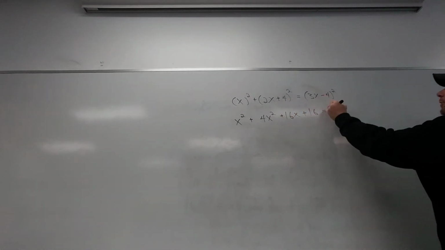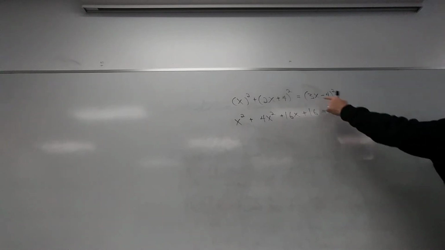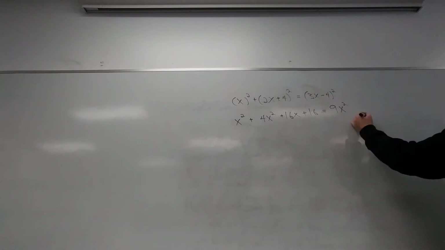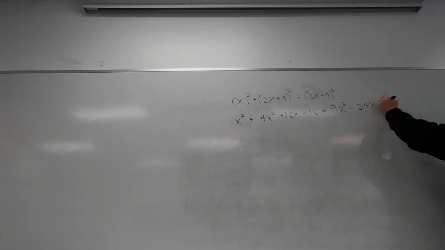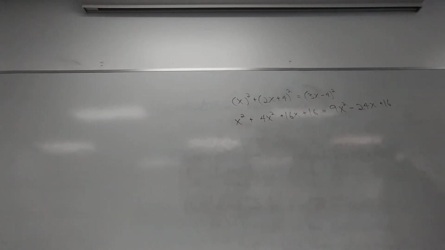Same thing over here. First one squared is 9x squared. The product is negative 12x. If you double it, it's negative 24x. And if you square that last number, that's also plus 16.